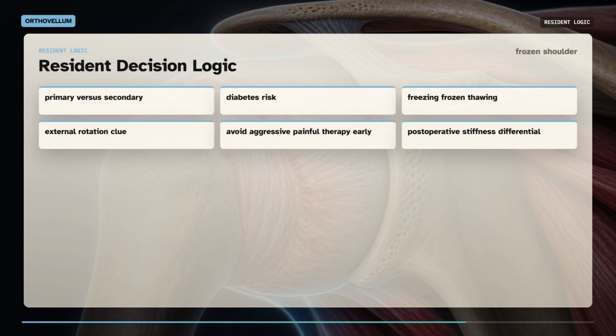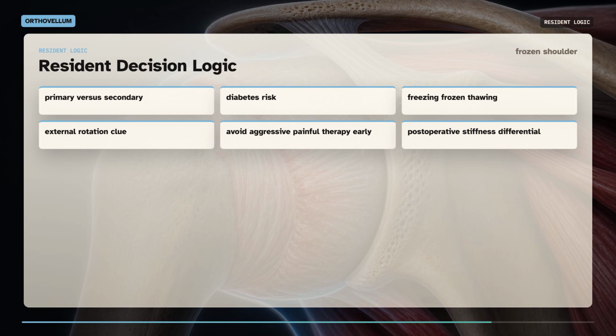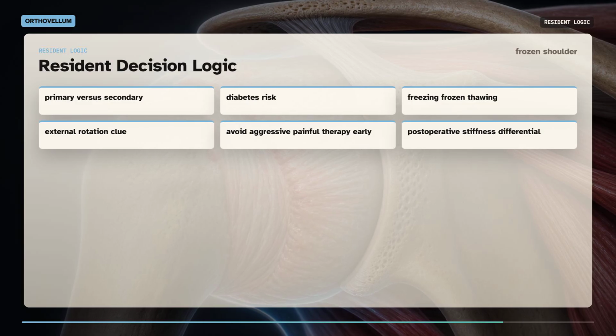Resident-level pearls: primary versus secondary, diabetes risk, freezing, frozen, thawing, external rotation clue, avoid aggressive painful therapy early, postoperative stiffness differential. Always name the differential diagnosis before falling in love with the first diagnosis. Always ask whether the proposed treatment matches the biology, the mechanics, the time course, and the person in front of you. If the story is atypical, slow down. Atypical pain deserves a wider lens.